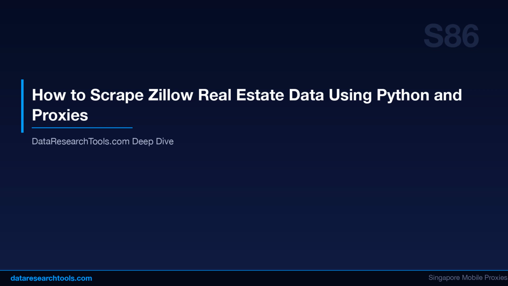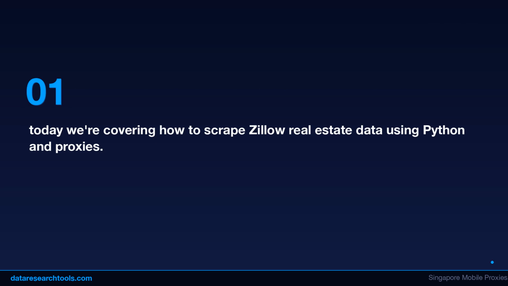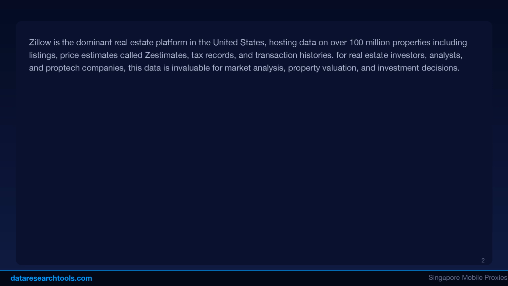Zillow hosts data on over 100 million properties, including listings, price estimates called Zestimates, tax records and transaction histories. For real estate investors, analysts and prop tech companies, this data is invaluable for market analysis, property valuation and investment decisions. Extracting it at scale means navigating Zillow's increasingly sophisticated anti-scraping protections.